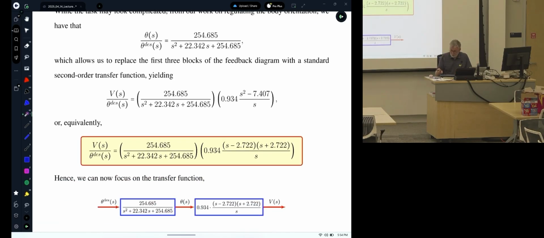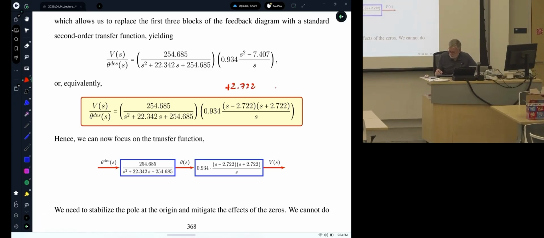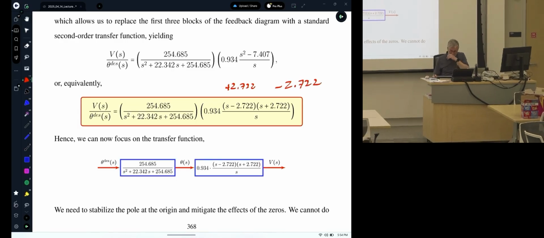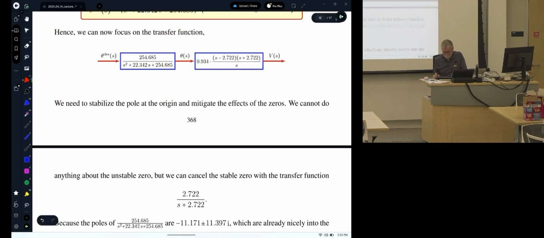Now, I'm doing another thing that we kind of know how to do. This second order term, we can factor that. It has a 0 at plus 2.722 and another 0 at minus 2.722. What do zeros do to us? They increase the overshoot. So if we can attenuate that effect, we like to do it. Okay.